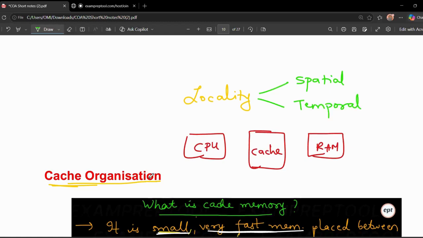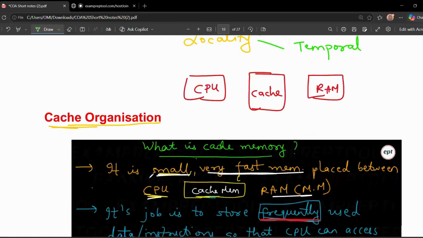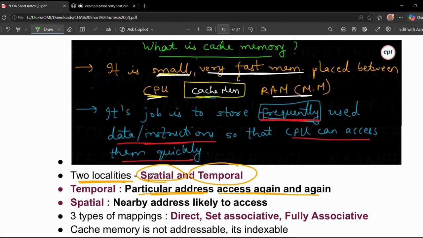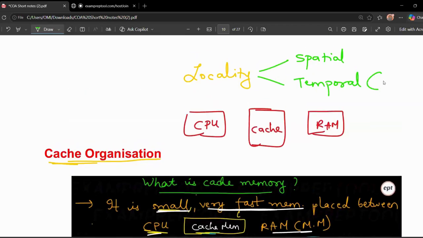What temporal locality says is that a particular address will be accessed again and again. If this address will be accessed again and again, why don't we store it in a small memory which is very fast, the cache, so that we don't have to go to the RAM every time. We will store this content in the cache.